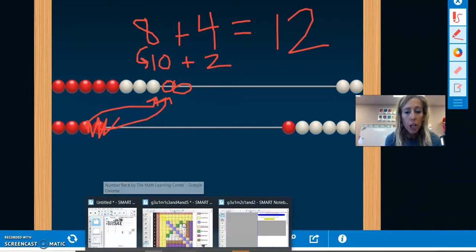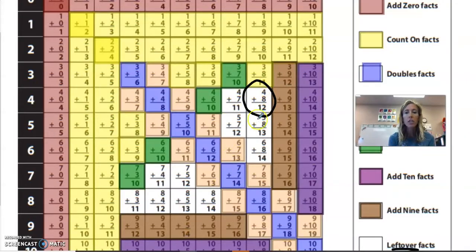But it's up to you. On those leftover facts, you decide what works best for you. Maybe you want to use a double. Maybe you want to go to 10s, okay? So go for it and go solve those addition problems. You got this.